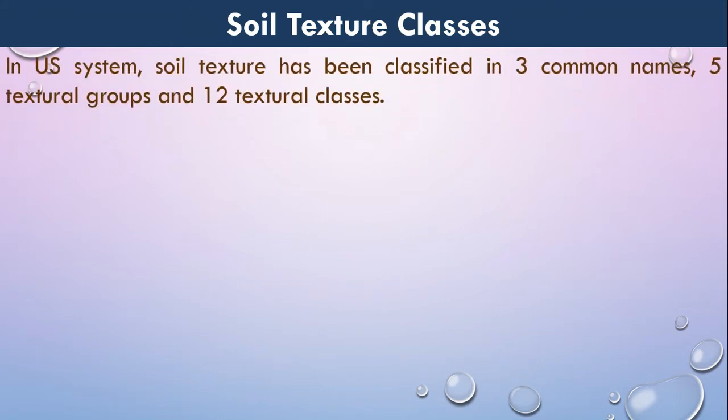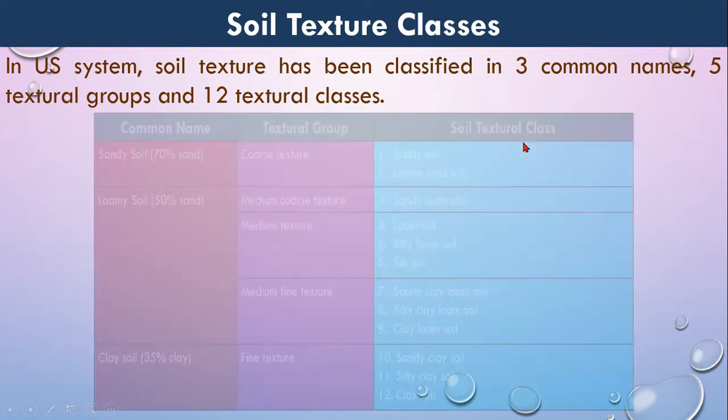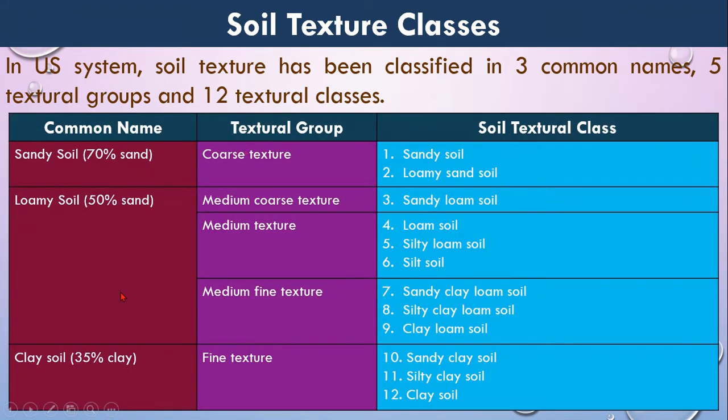Soil texture classes. In the US system, that means the United States system, soil texture has been classified into three common names, 5 textural groups and 12 textural classes. If you have a look at the table, this table is very important, and sometimes you can get 2 marks questions in the creative. The question is like: explain the soil texture classes in the US system. So definitely you have to remember that this is the US system.